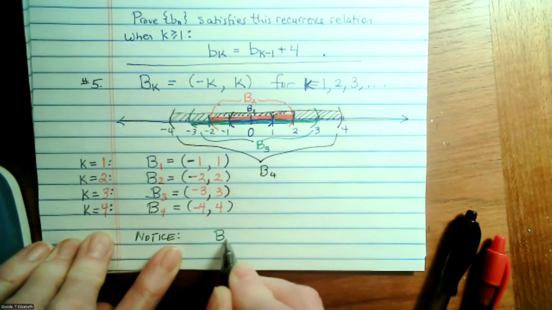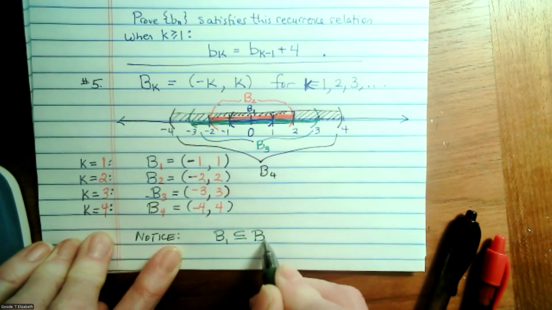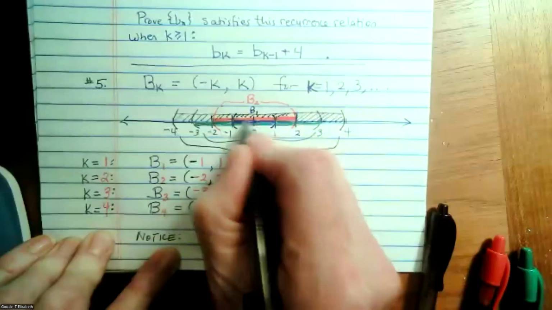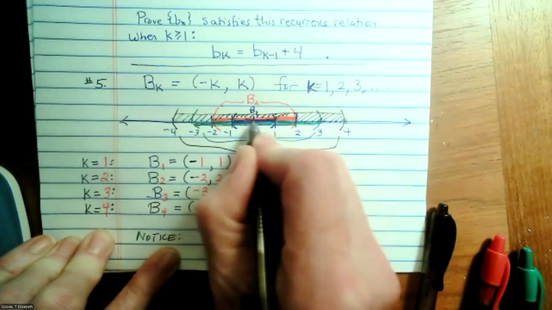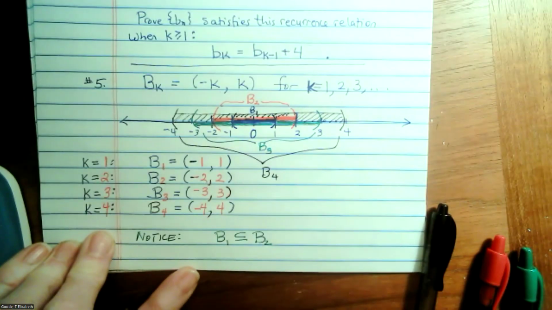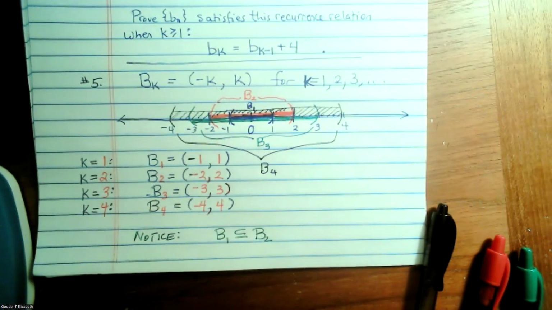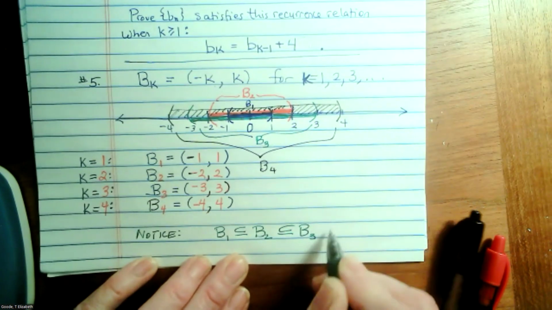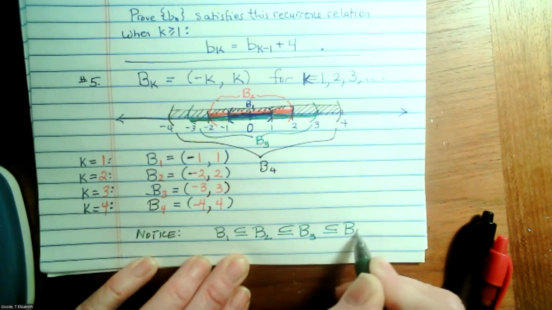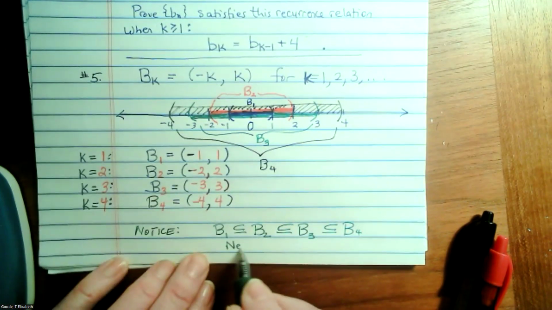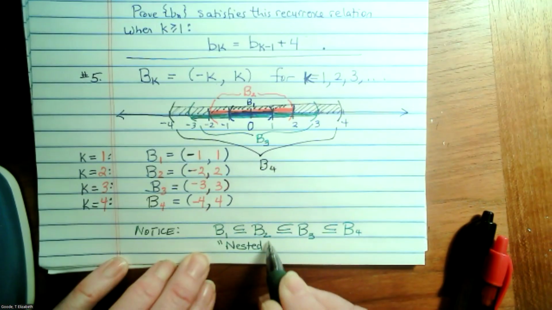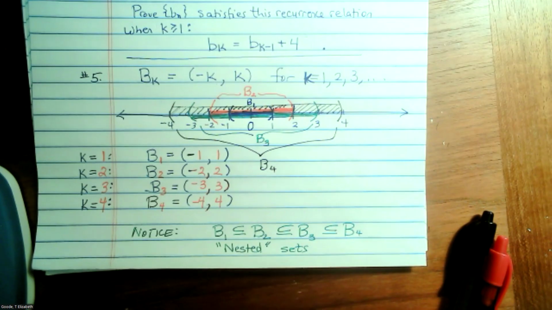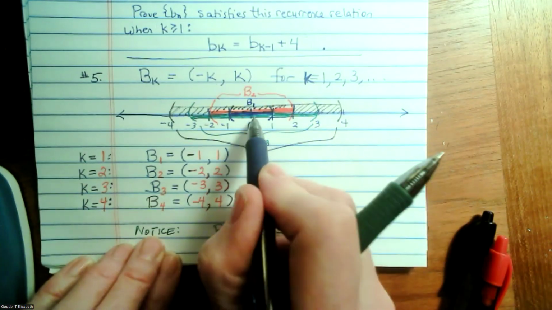Do you agree that b sub 1 is a subset of b sub 2? Everything that's in b sub 1, and we might want to make b sub 1 a little bit darker. You see how everything that's in b sub 1 is completely contained in b sub 2, and b sub 2 is a subset of b sub 3, and b sub 3 is a subset of b sub 4. Yes. These are what we call nested sets because they fit into each other like baskets or nests, matryoshka dolls or whatever, what have you.